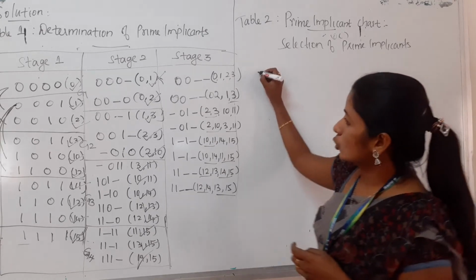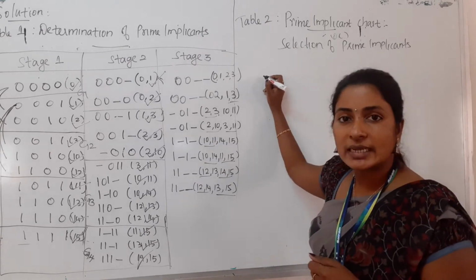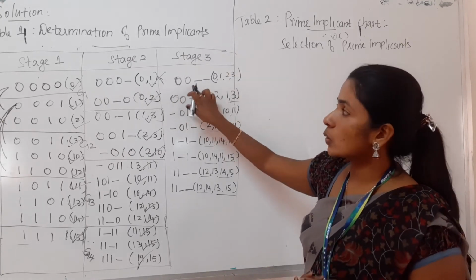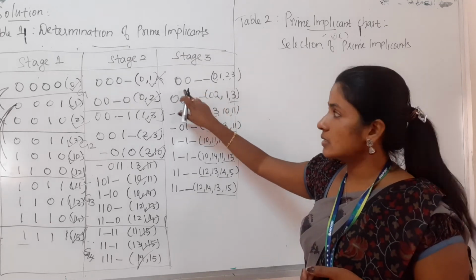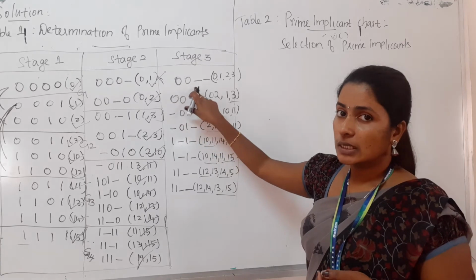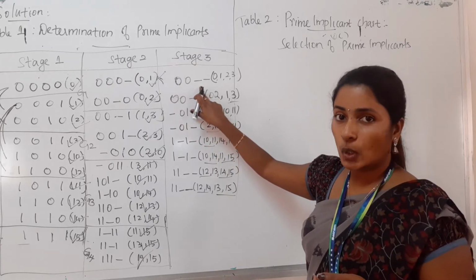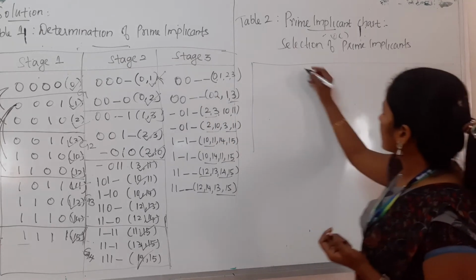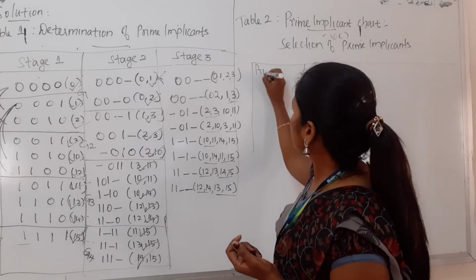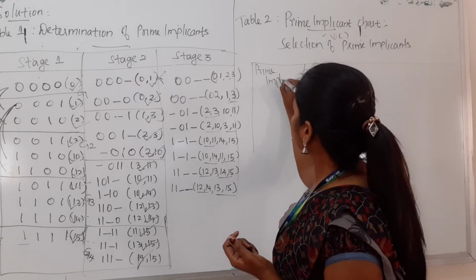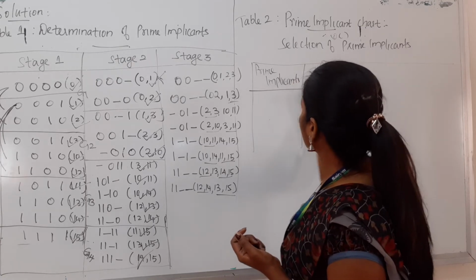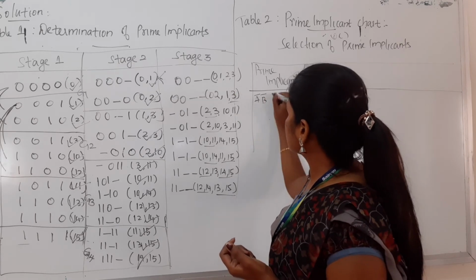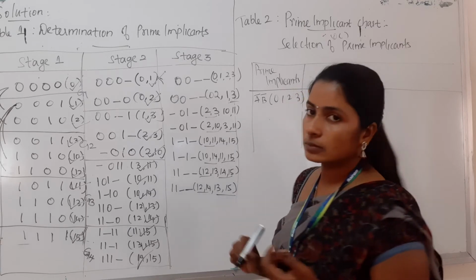Okay, so in table 2, first you have to write all the prime implicants which we got from table 1 stage 3. So which did we get? 0 0 dash dash. This is nothing but 0 is A bar, B bar, C term is not there, D term is also not there. First you are writing all the prime implicants. A bar, B bar, that is nothing but 0 1 2 3, A bar, B bar.